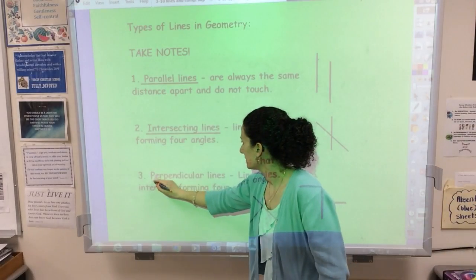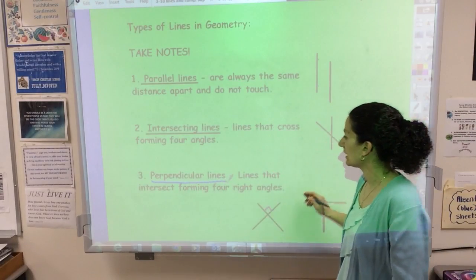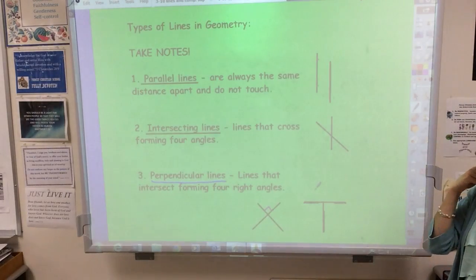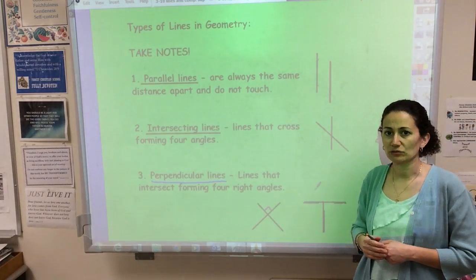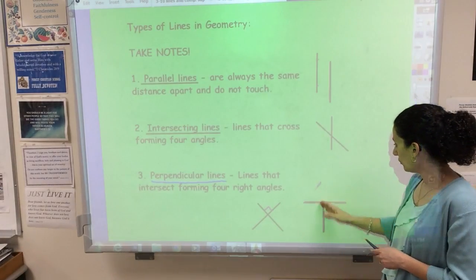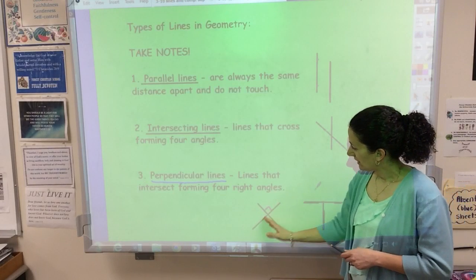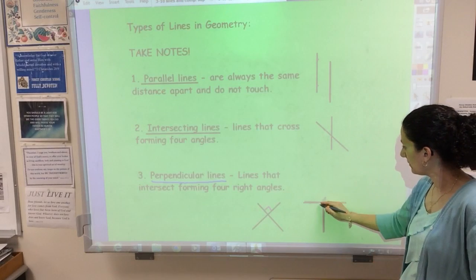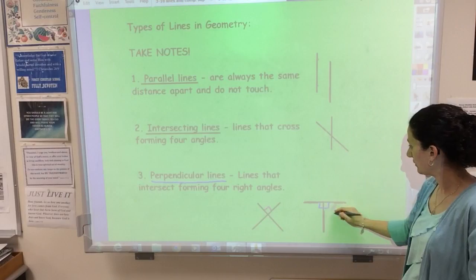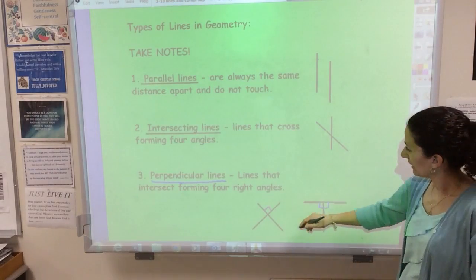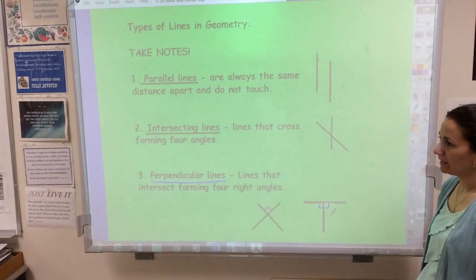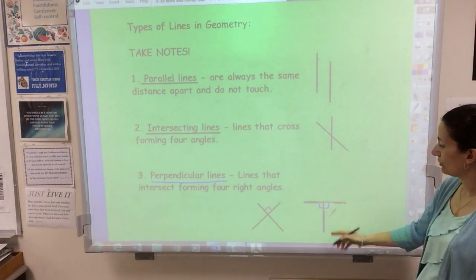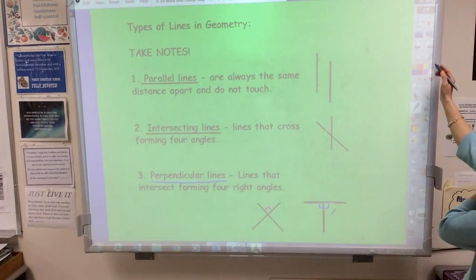Perpendicular lines are a special type of intersecting lines. They are lines that intersect, forming four right angles. Perpendicular lines form a cross or a T, and they always form right angles when they cross. Okay, sometimes four right angles. In this case, where one line doesn't completely cross over the other, you only have two right angles.